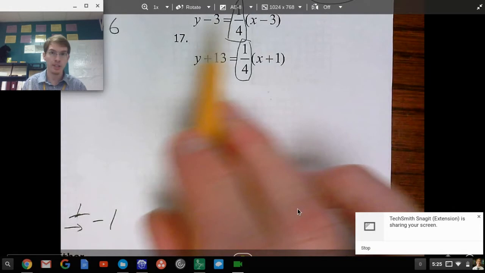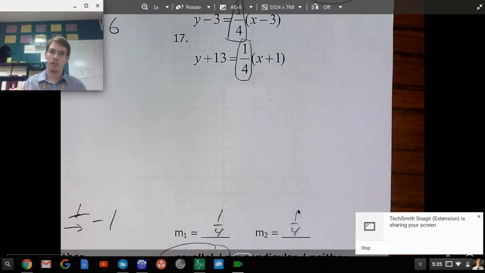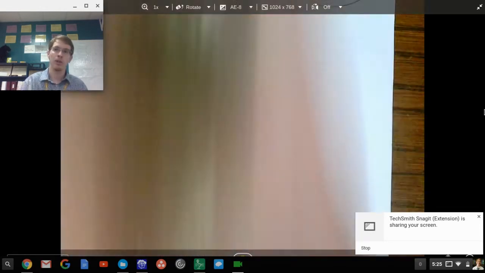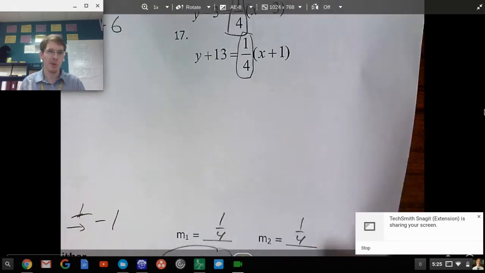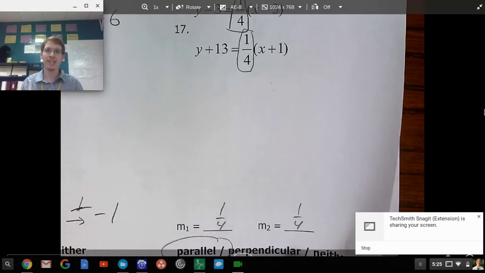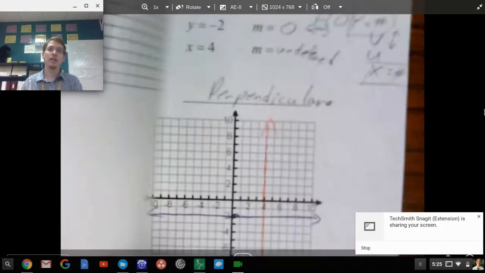Now you could work these out and get them in slope-intercept form. And it would just take you a little bit longer, but you could do it, and it would work. But if you see what the slope is already, then no big deal. We can cut to the chase. All right, let's get this done.